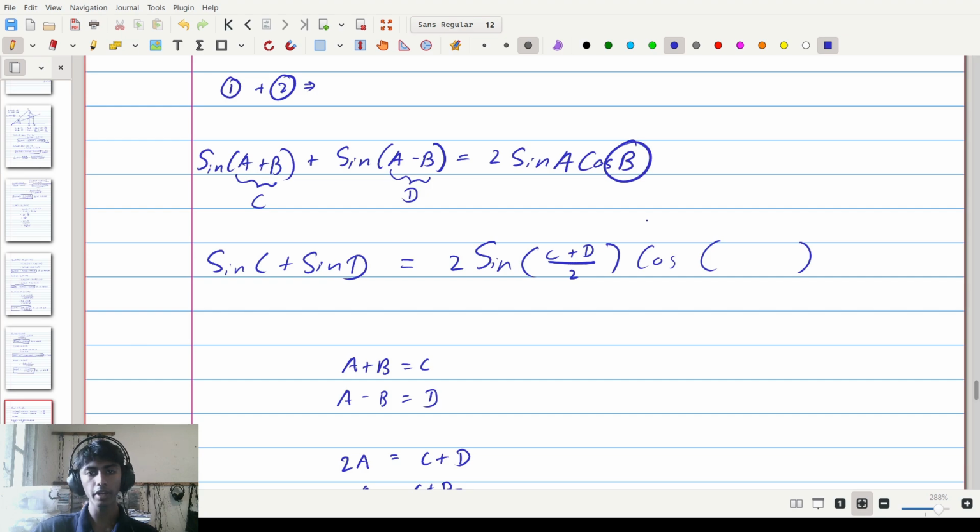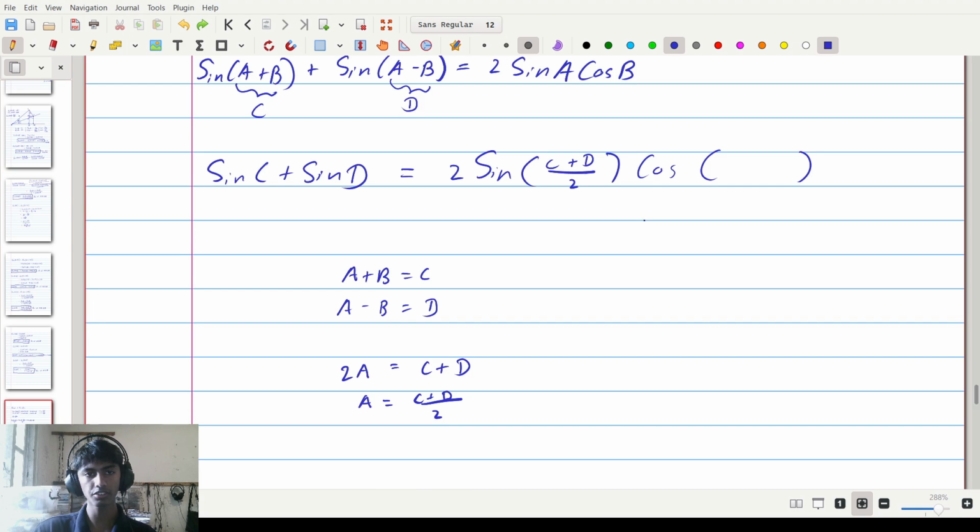Similarly, we want to write B in terms of C and D in this formula. Considering these two equations again, if instead of adding the two equations we subtracted the bottom equation from the top equation, what we have on the left side is A plus B minus A minus negative B. Minus negative B is plus B, so we have A plus B minus A plus B. We have A minus A which cancels out.